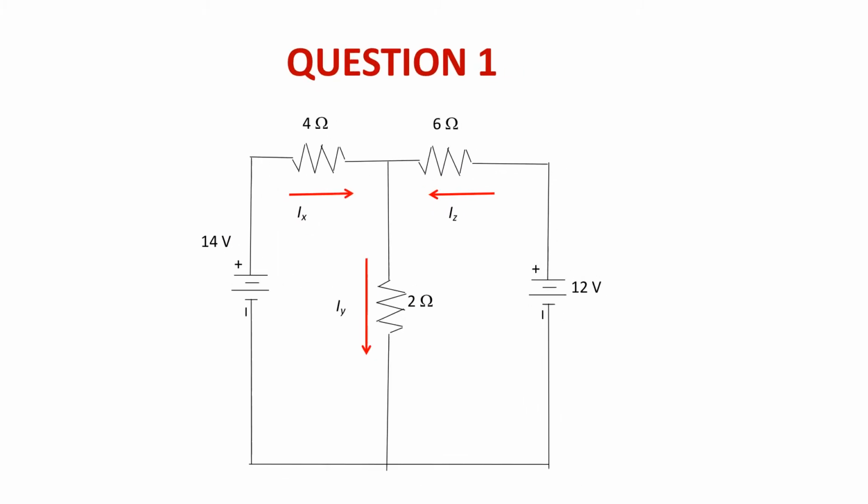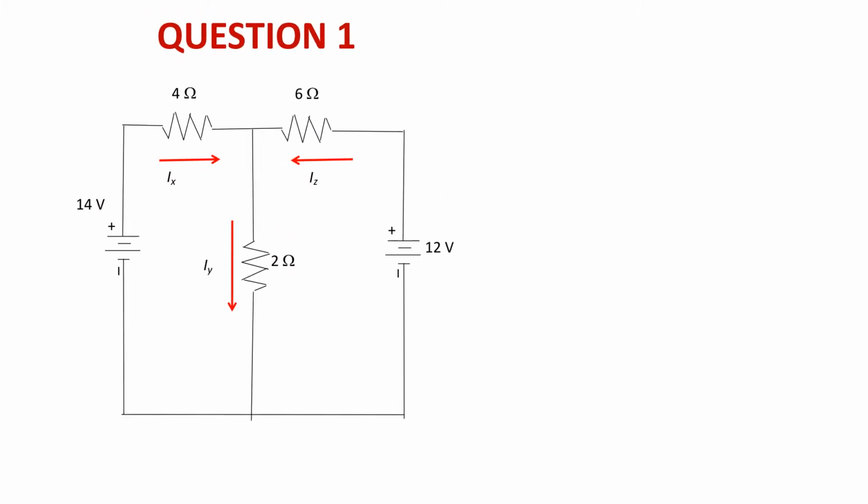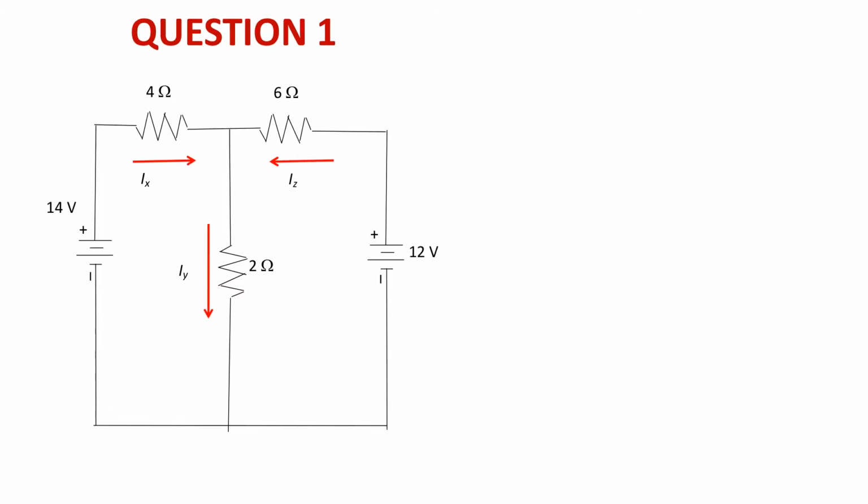Okay, so we start with the first question. When it comes to this kind of question, please take note: your assumption is always right, but the current inside the circuit might be wrong, or it might be right. So it is our job to find whether the direction given by the question is correct, and we need to find the magnitude of the current.